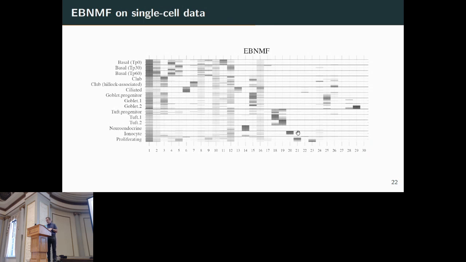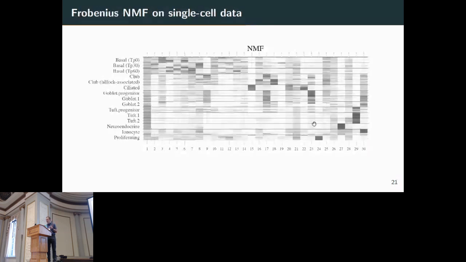And while I'm at it, let's note that this factor 20 here is loaded only on the ionocyte subpopulations. So this factor is picking out that new, in quotes, cell type. There's no factor like that in the original NMF. There is a factor there that's loaded on the ionocytes, but it's loaded on other things as well.